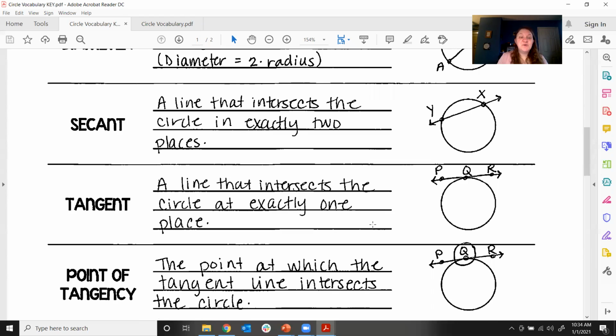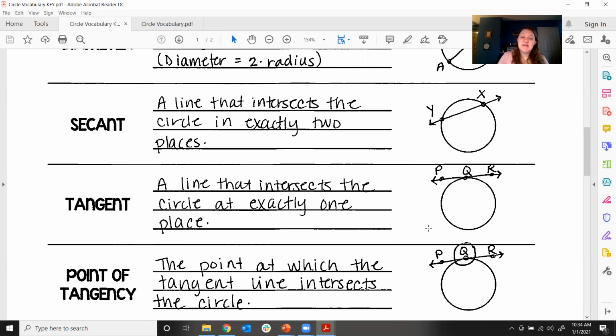In this unit, you're going to hear the word secant. A secant is a line that intersects the circle in exactly 2 places. So here, line XY or YX is a secant. What is the difference between a secant and a chord? A secant can go outside the circle, where a chord is just a segment that has to stay inside the circle. That's the difference.